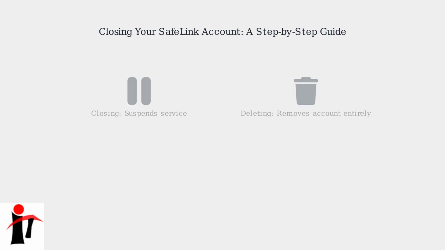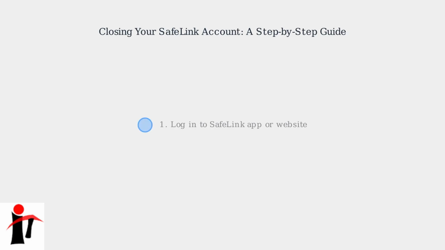SafeLink wireless accounts can be closed, but full deletion requires specific steps. First, understand the difference between closing and deleting. To start, log into your SafeLink account via the app or website. Navigate to Account Settings, then Manage Lines, and finally Close Account. Submit your request, stating your reason for closure.